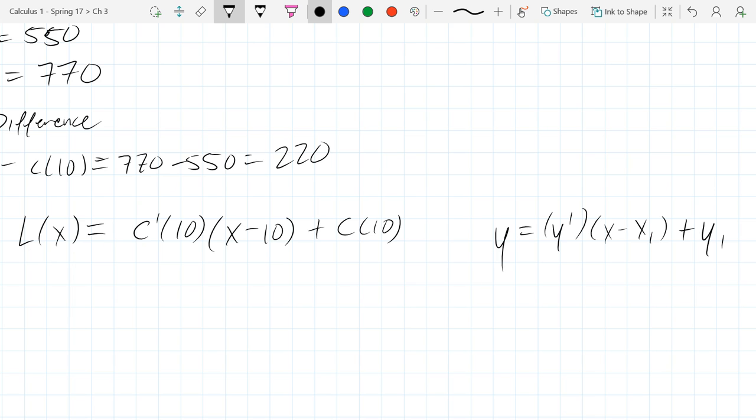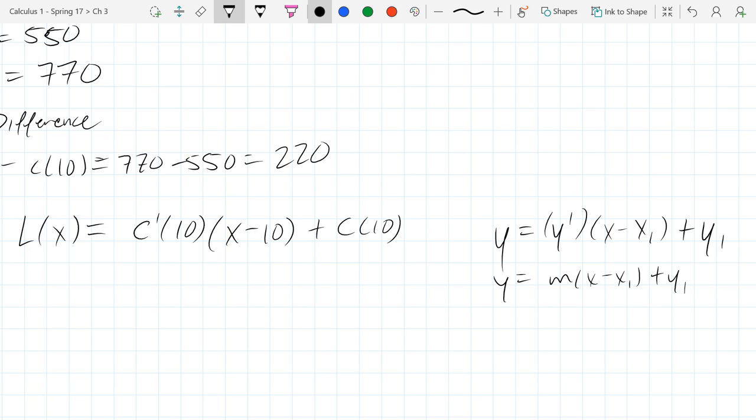All we're doing here is what we did before. We're finding a tangent at 10. So nothing extra fancy. And this y prime is evaluated at the x1 value, which of course is y equals m(x minus x1) plus y1.